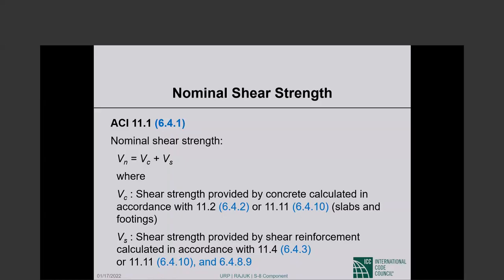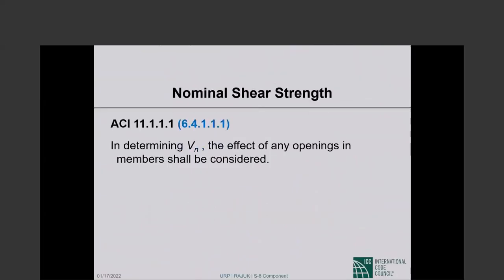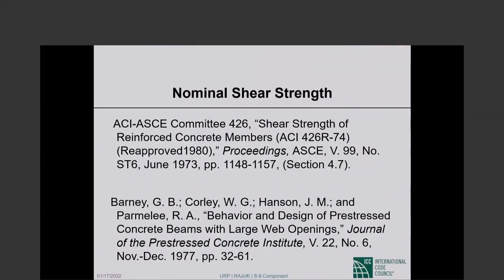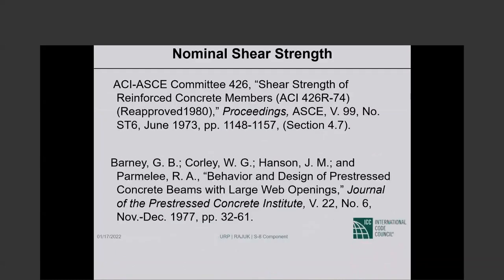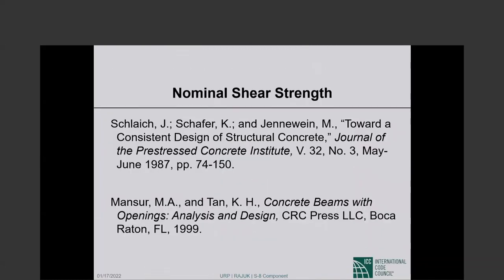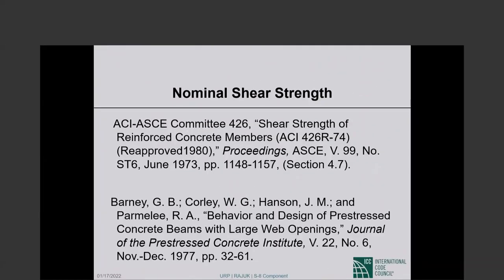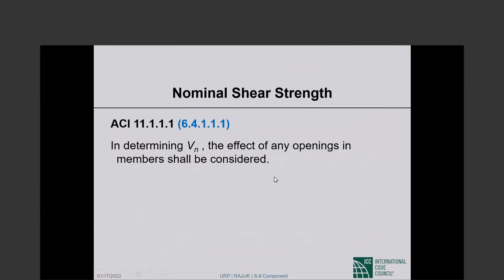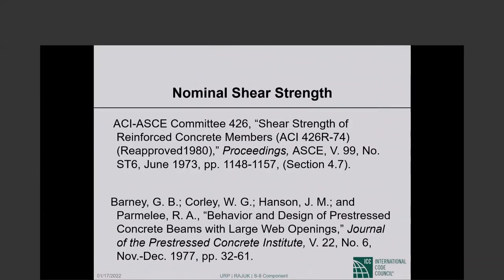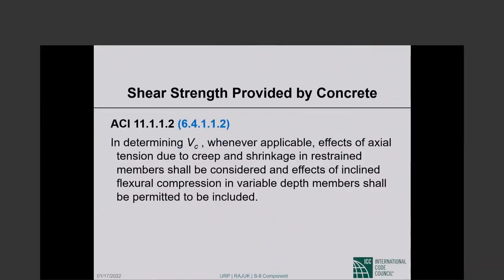V sub C is shear strength provided by concrete, calculated in accordance with section such and such. V sub S is shear strength provided by reinforcement, and we will look at that. In determining V sub N, the effect of any openings in members shall be considered. Okay. This is an important statement, but going into that will be time consuming. So I have confined myself to giving you 4 references, all of which are quite good in telling you how you may approach that problem of openings in your member when you are calculating shear strength. And I will leave it at that.